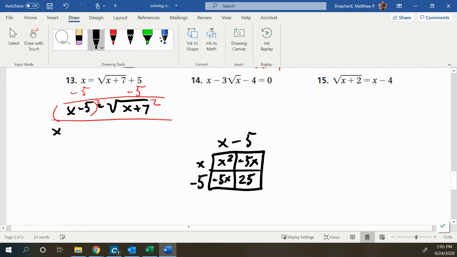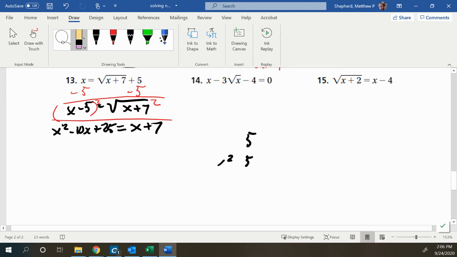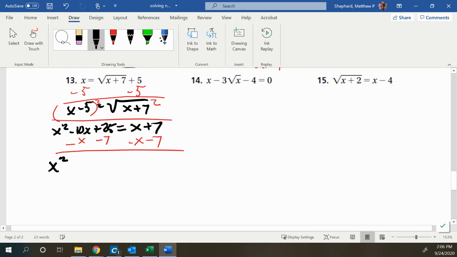So what we get from that is an x squared minus 10x plus 25 should be equal to an x plus 7. All right, so now let's get everything on one side. So let's minus an x minus a 7 from both sides, and we will get x squared minus 11x plus an 18. And that equals 0.